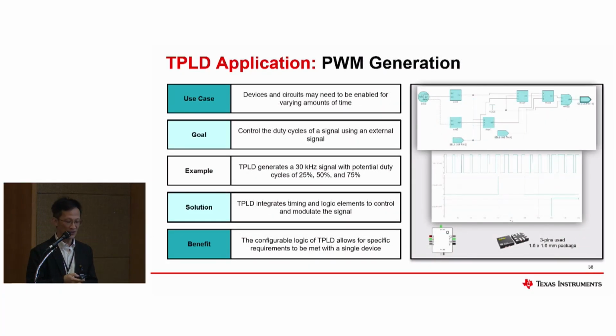And then another use case is the PWM generation, right? Again, you try to make use of the PLD to do the PWM. So basically, our PLD is able to generate 30K, and you can vary the duty cycle, 25%, 50%, or even up to 75%.